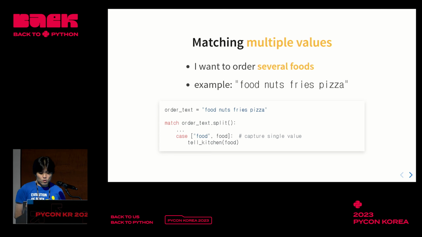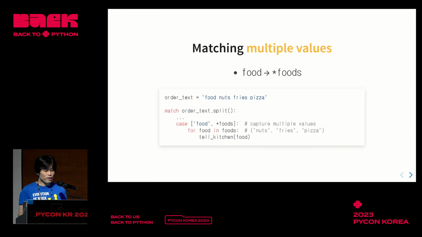Next, matching multiple values. I want to order several food items at once. For example, food, nuts, fries, and pizza. But only one food item can be ordered in this sequence pattern. Food and food is a single food. In this case, the star is prefixed to the variable: food to star foods. Then multiple values are assigned to the variable as a tuple. In this case, I order food, nuts, fries, pizza, then foods becomes the nuts, fries, pizza tuple.